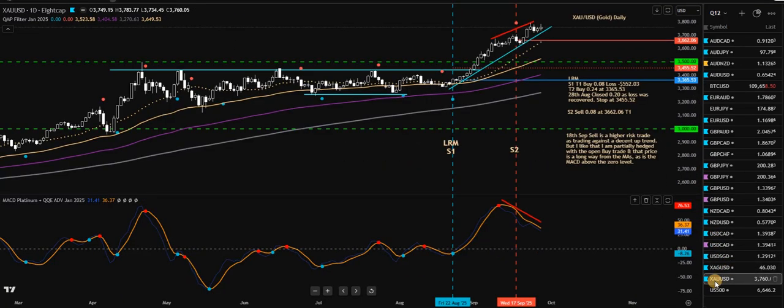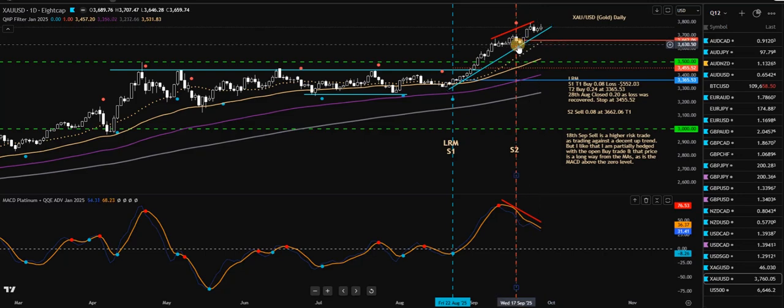XAU USD, which is just gold, similar thing, but we're still in the sell. So the buy is here, and this was a loss recovery. We recovered all that, so that's good. There's a stop in place, can't lose on the buy. Again, I can trail that stop up.